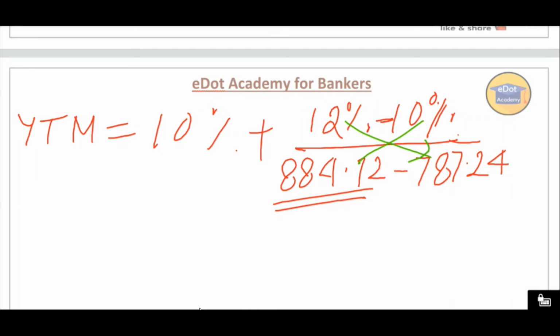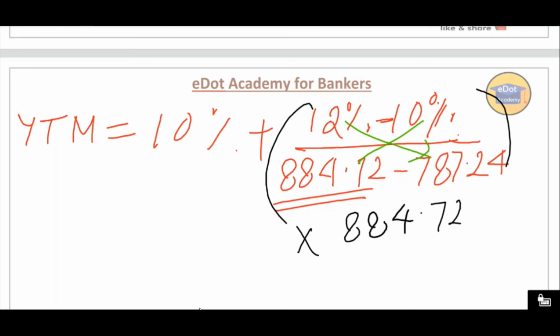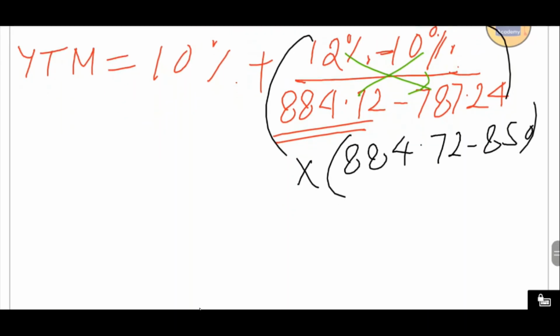And in the same way we are going to multiply by 884.72 minus 850. This value we are going to multiply. Understood? So I am going to the next step. I'll write small, not bigger. 10% here. Now 12% minus 10%, how much are we getting? 2%. You can write 2 also, no problem. To make it simple, 2%.